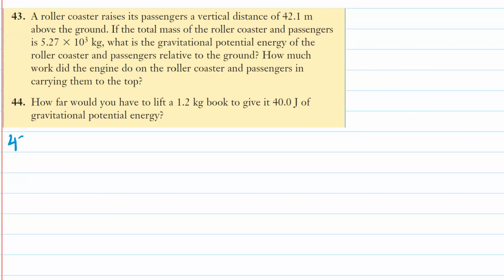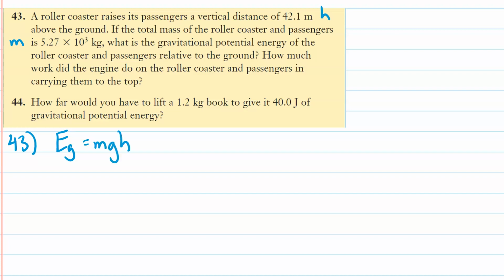Number 43. A roller coaster raises its passengers a vertical distance of 42.1 meters above the ground. So that's probably going to be our height. If the total mass of the roller coaster and passengers is 5.27 times 10 to the 3 kilograms, well, that's our mass. What's the gravitational potential energy of the roller coaster and passengers relative to the ground? And then how much work did the engine do on the roller coaster and passengers in carrying them to the top? So, first part, what is the gravitational potential energy?